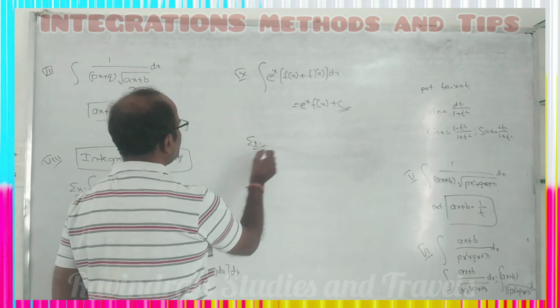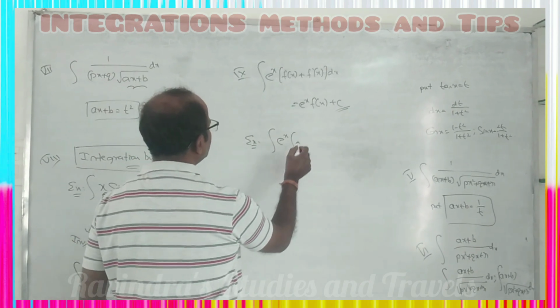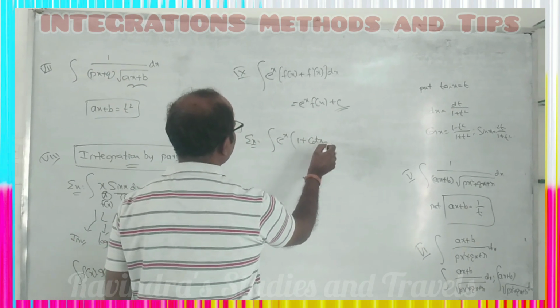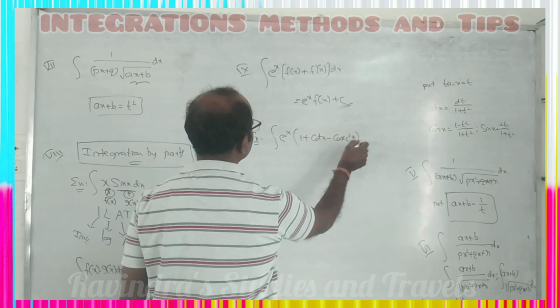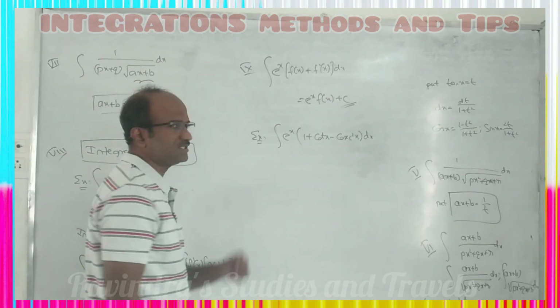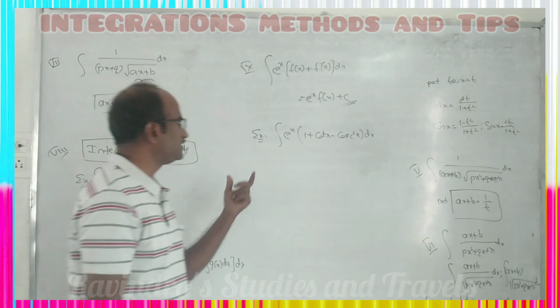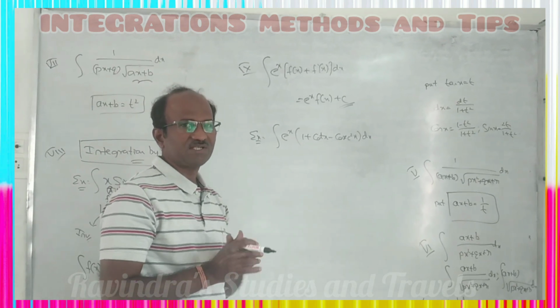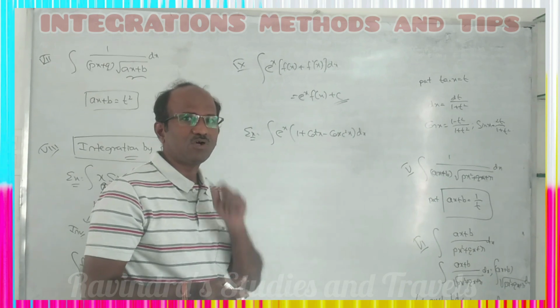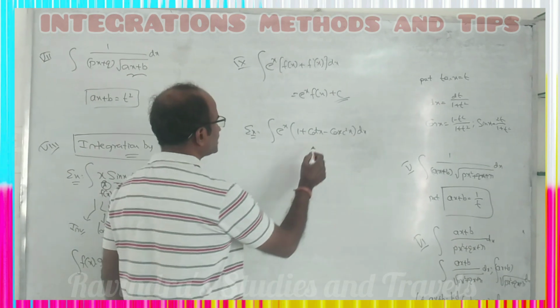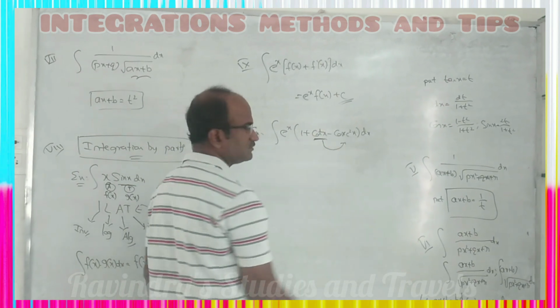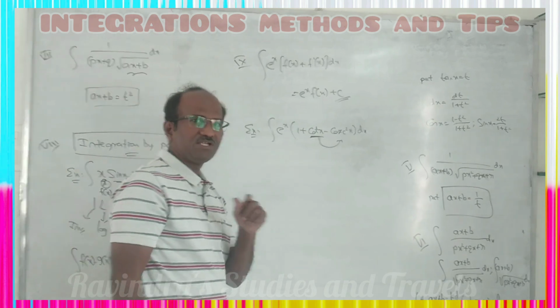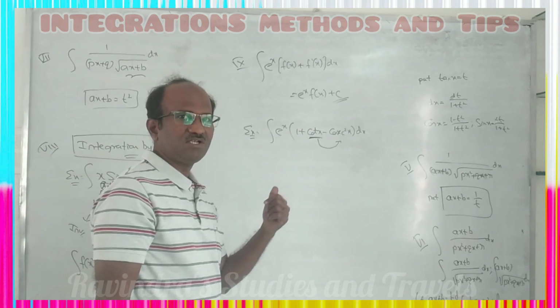Example, see here, example. Integral e power x into 1 plus cot x minus cosecant square x dx. So in this, which is f of x, which is g of x? Those who are perfect with derivatives can easily recognize that derivative of cot x is minus cosecant square x. So cot x derivative is minus cosec square x. Now what about 1? We know the derivative of 1 is constant, no? So derivative of 1 is 0.